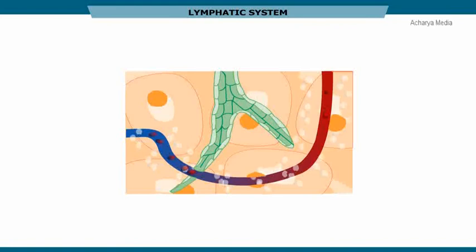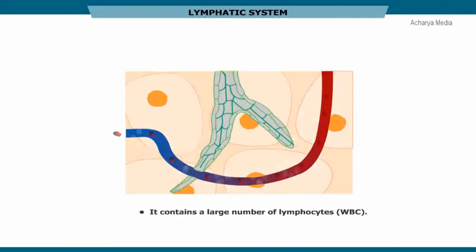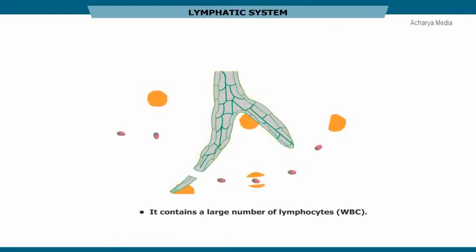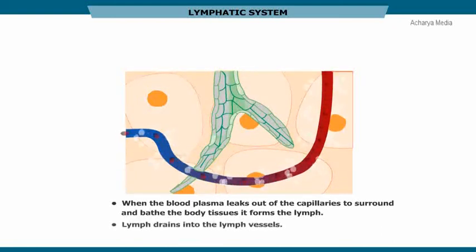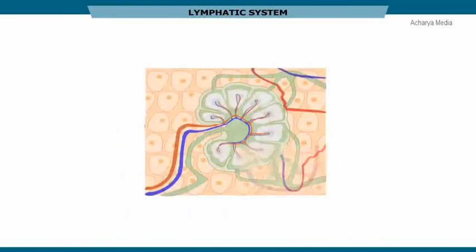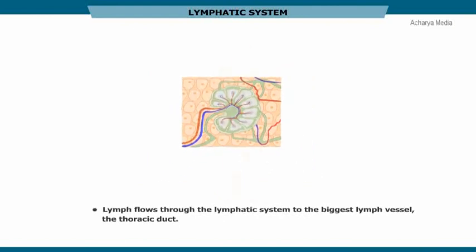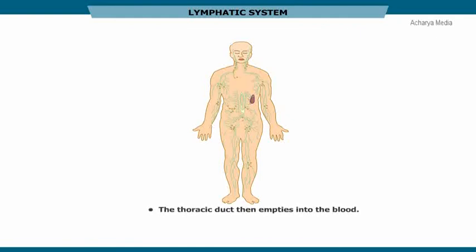In a human body, lymph is a clear fluid that circulates around the body tissues. It contains a large number of lymphocytes, which are otherwise called white blood corpuscles or WBCs. When the blood plasma leaks out of the capillaries to surround and bathe the body tissues, it forms the lymph. This then drains into the lymph vessels. The fluid, now called lymph, then flows through the lymphatic system to the biggest lymph vessel, the thoracic duct. The thoracic duct then empties into the blood.